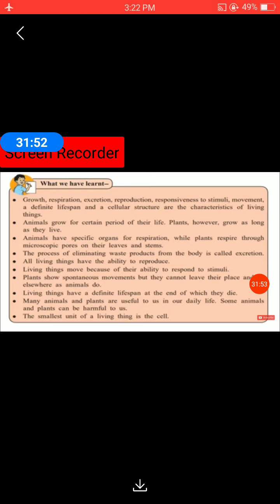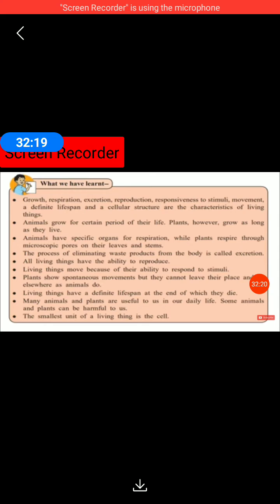Also we have studied the process of eliminating waste products from the body is called what? Excretion. Also we have studied all living things have the ability to reproduce. Yes, they reproduce their young ones. Then living things move because of their ability to respond to stimuli. Plants show spontaneous movement, but they cannot move from place to place as animals do. Living things have a definite lifespan at the end of which they die. This also we have studied.